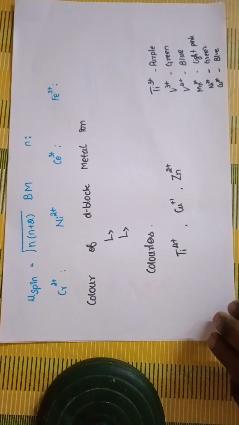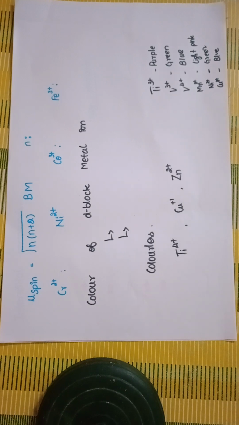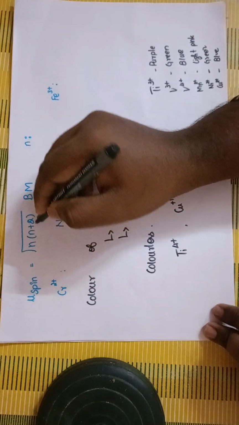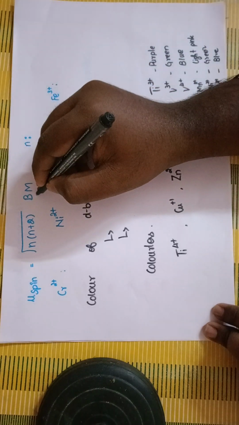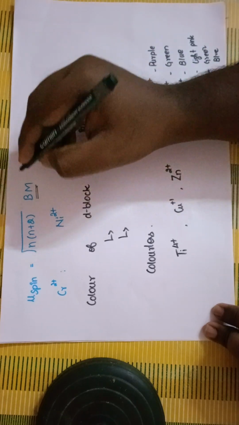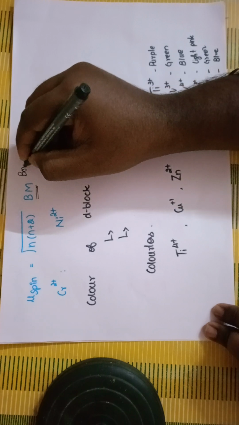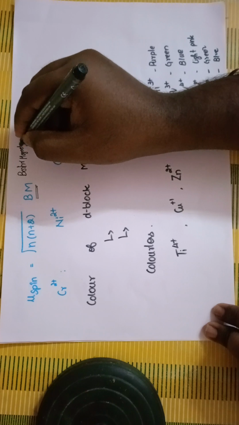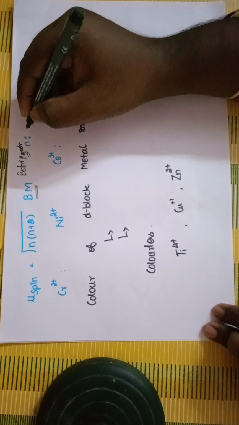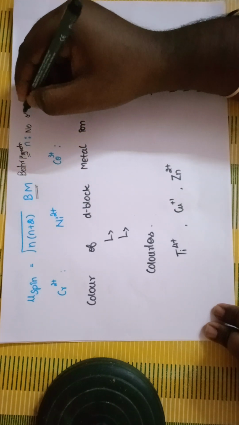Next, we are going to discuss the formula to calculate the spin magnetic moment, which is square root of n into n plus 2 Bohr magneton. This is nothing but Bohr magneton, capital B, capital M, Bohr magneton, the unit of spin magnetic moment. This n represents the number of unpaired electrons.